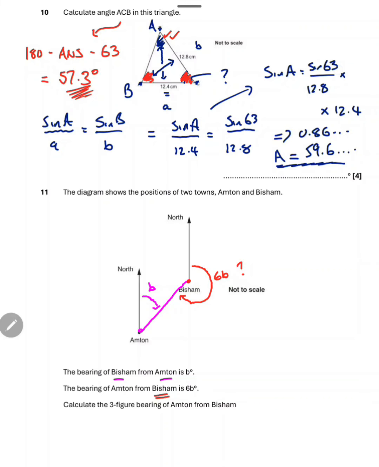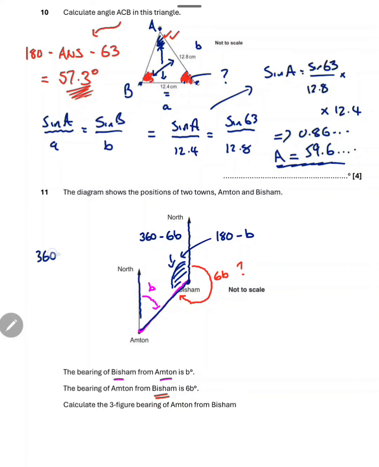Now, this is an algebra question, so there's some work we need to do first. Key bit of knowledge is this here has got to be 360 take away 6b, just using the fact that angles around a point add to 360. There's another fact that we need to know. This same angle has to be 180 take away b, and that's using the fact that it's co-interior with my initial b. So this angle here has got two values.